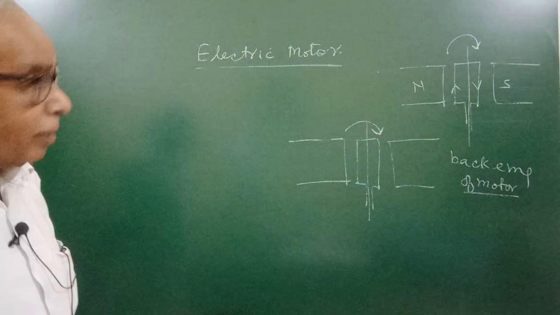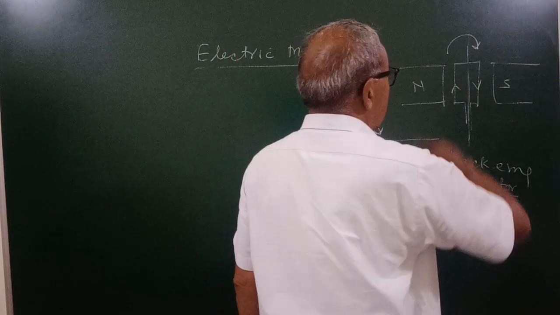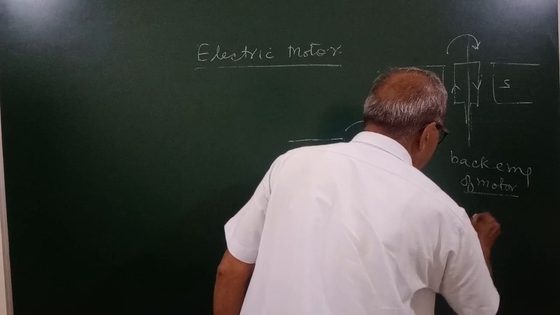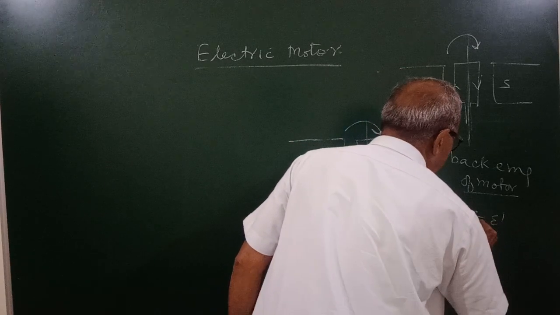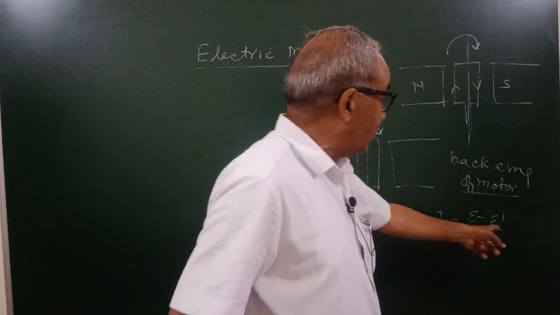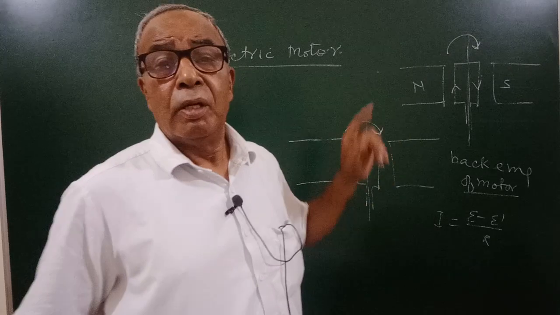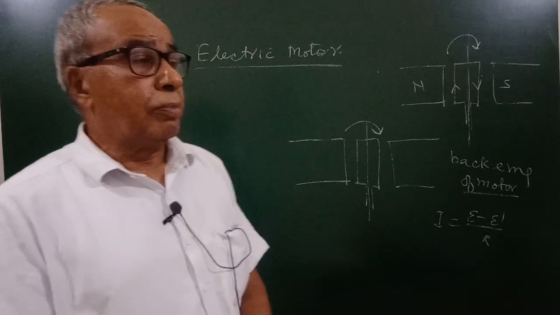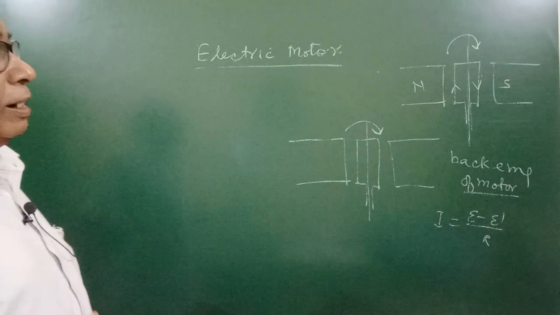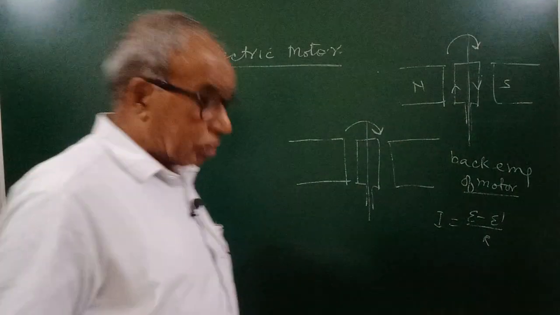So when the motor rotates, there is back EMF, so the net current flowing, I, will be given by (E minus E dash) upon R. E is the applied EMF, the potential difference, E dash is the back EMF, and R is the resistance of the winding. Every motor is made up of a coil which is placed in a magnetic field, and this coil has a large number of turns and will have some resistance.